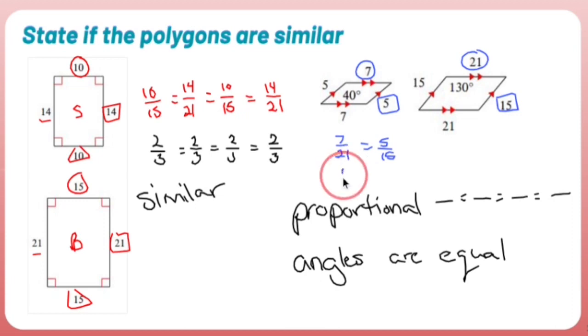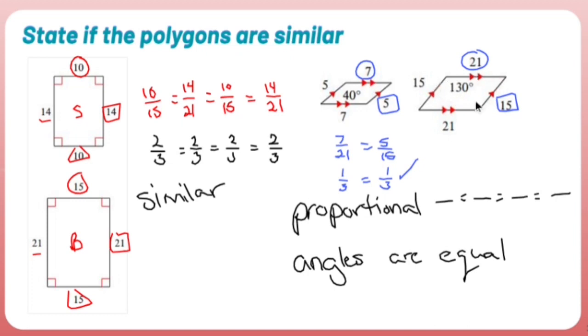7 over 21 is a third. Cool. 5 over 15 is also a third. Cool. We're in good shape there. Proportional, yippers. Now I have to make sure the angles match up. I'm not given a ton of information about the angles, except that this corner is going to be 40. And up here, that corner is going to be 130.